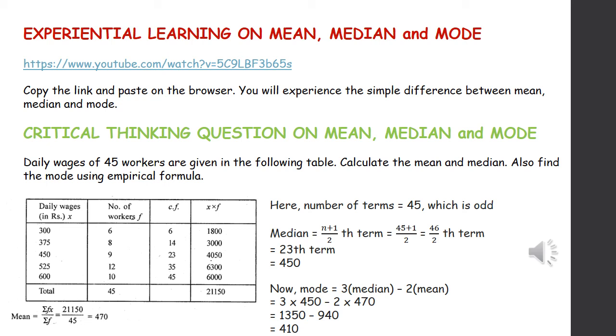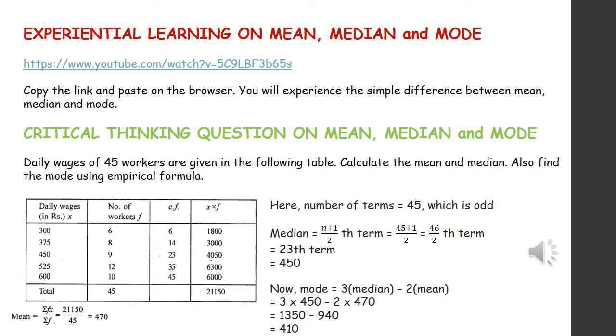Critical thinking question on mean, median and mode. Daily wages of 45 workers are given in the following table. We have to calculate the mean, median and also find the mode using the empirical formula. It is given in tabular form. The daily wages are the observations and the number of workers is also given. First, you have to find the cumulative frequency by adding the frequencies. First one is 6, then 6 plus 8 gives 14, 14 plus 9 is 23, 23 plus 12 is 35, 35 plus 10 is 45.